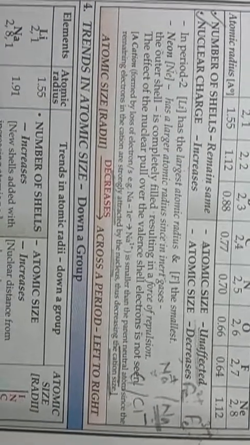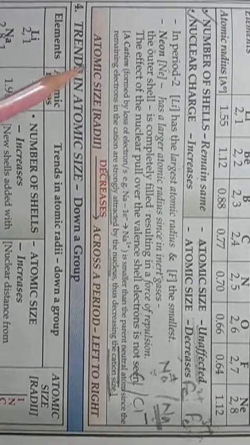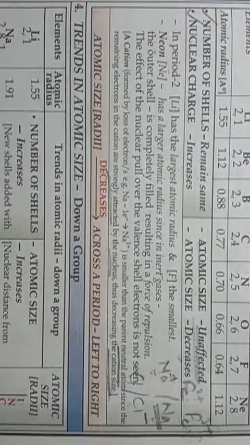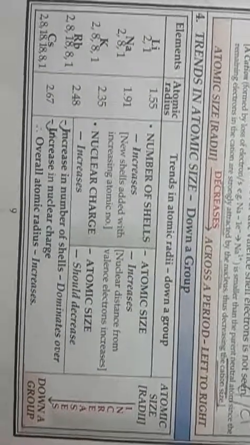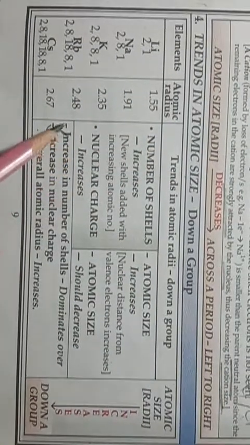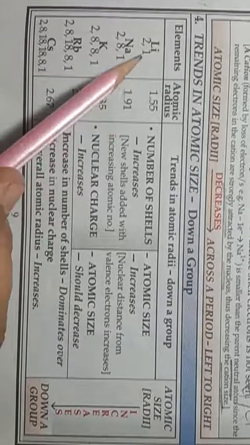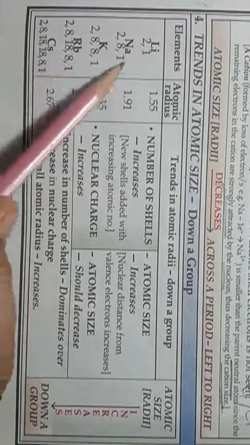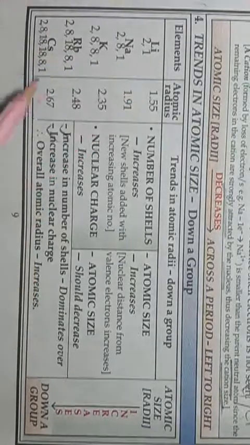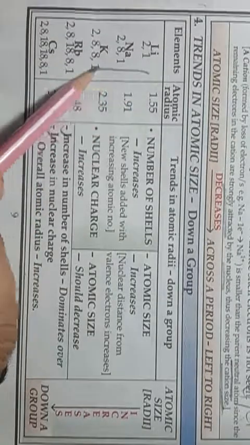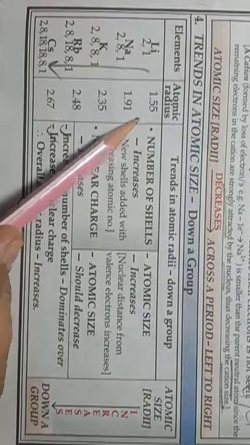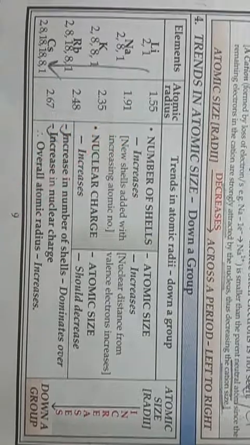So what is our conclusion here? We can conclude that atomic size or atomic radius decreases across a period from left to right. Then trend in atomic size down a group. When we move from up to down in any group, for example in this first group, then atomic size will increase from up to down in the group. Okay, so values of atomic size are given here. You can see with the help of these values also.